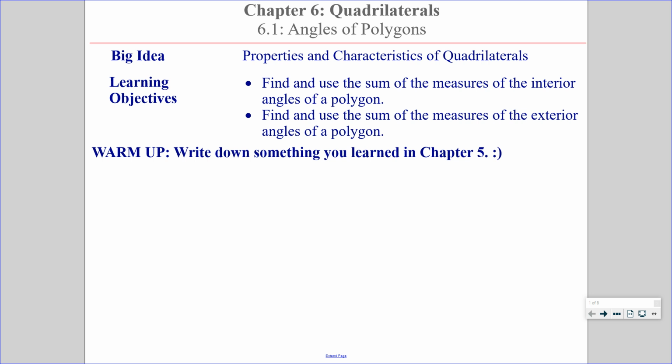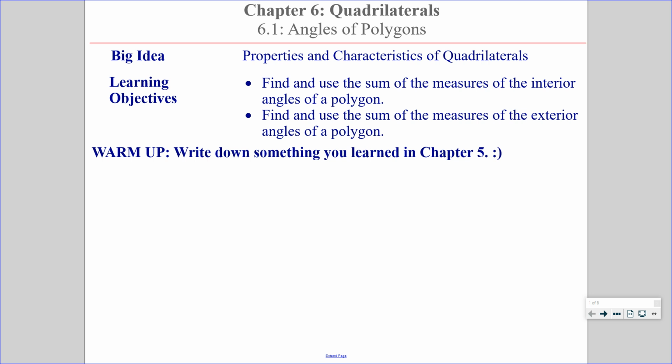Oh, and you just learned that today, didn't you? Okay, nice. So, if you're looking at your outline at all, we are moving on from triangles to quadrilaterals. What we focus on in chapter 6.